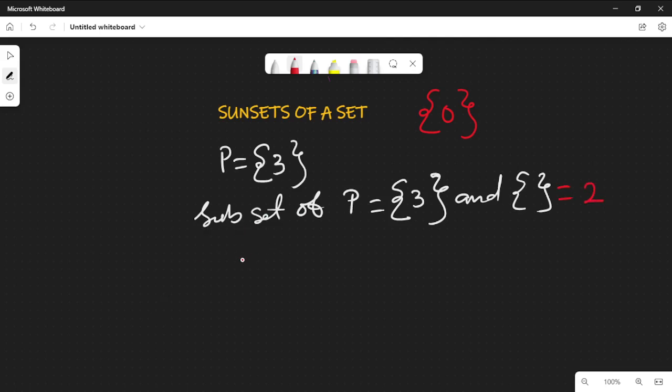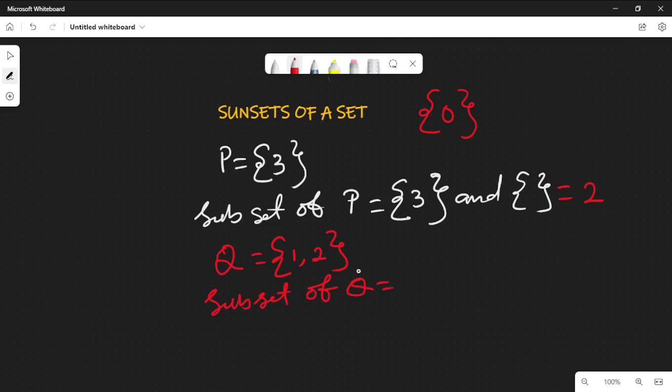Now let's take another example. Let's say I have Q, and this is how I usually write my Q so that you're not confused. So I have Q that happens to be a set of, let's say, 1 and 2. So I'm looking for the subsets of Q.